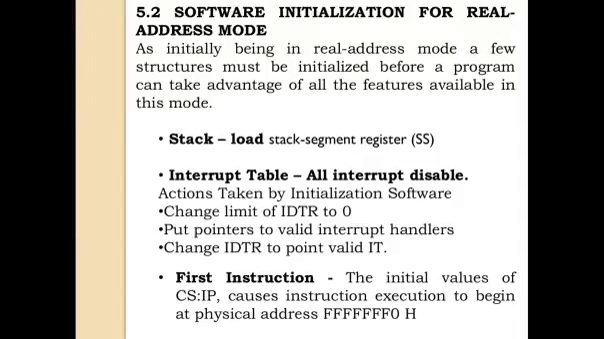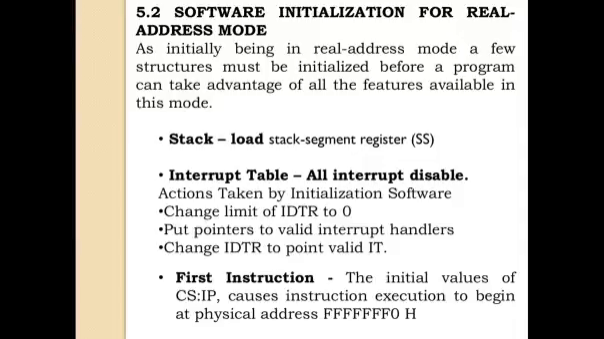Second, put pointers to valid interrupt handlers in all positions of the interrupt table. So all pointers should point to the valid handlers. To handle any interrupt, we have predefined processes or predefined sets of instructions, and their initial address should be stored in the pointers. So put pointers to valid interrupt handlers in all positions of the interrupt table that might be used by an exception or interrupt. And the third one is to change the IDTR to point to a valid interrupt table. That means it should point to the IDT.